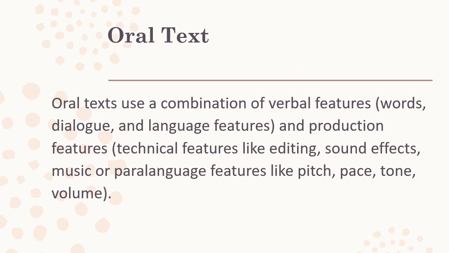Oral text uses a combination of verbal features, such as words, dialogue, and language features, and production features, such as technical features like editing, sound effects, music, or paralanguage features like pitch, pace, tone, and volume.